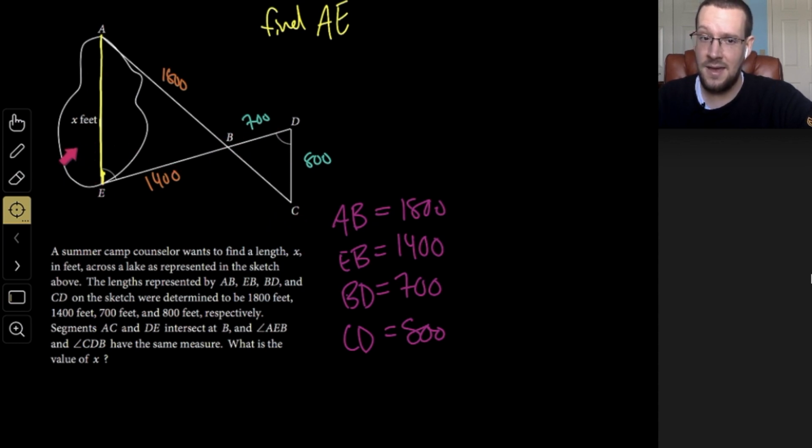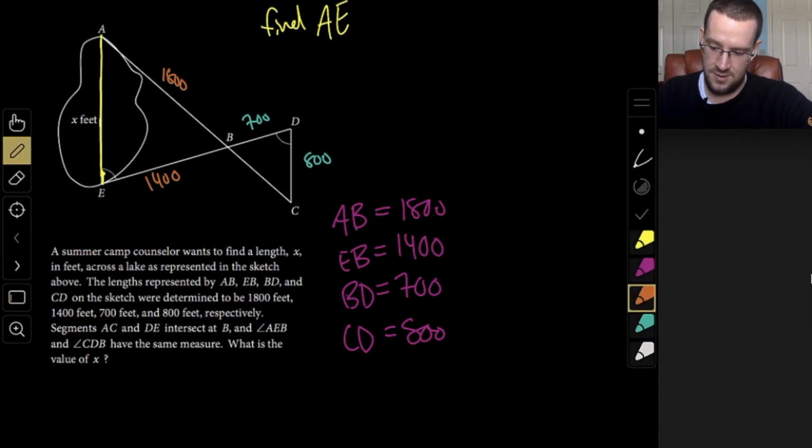So notice, I don't have this value. I'm still trying to find this one, but I have the other 2 values. I don't have this value here. I don't have BC, but I have the other 2 segment measures. And let's see what else we're told. That these segments intersect at point B, okay, and that AEB, this hash mark here, is telling us that these 2 angles are congruent. They have the same measure.